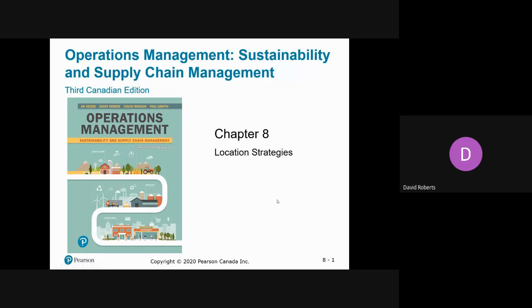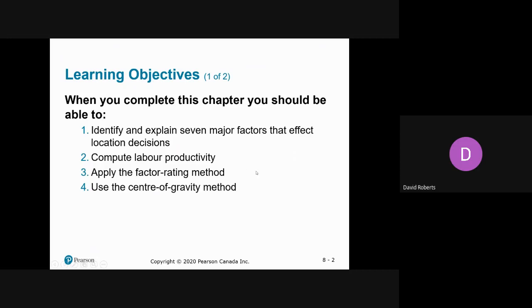This is something that students tend to be quite familiar with because you have experience, whether you realize it or not, knowing where certain types of businesses are located. So we'll go through this reasonably quickly. We're going to talk about some factors that affect where location is. Where you locate a hotel is very different than where you locate a steel mill.